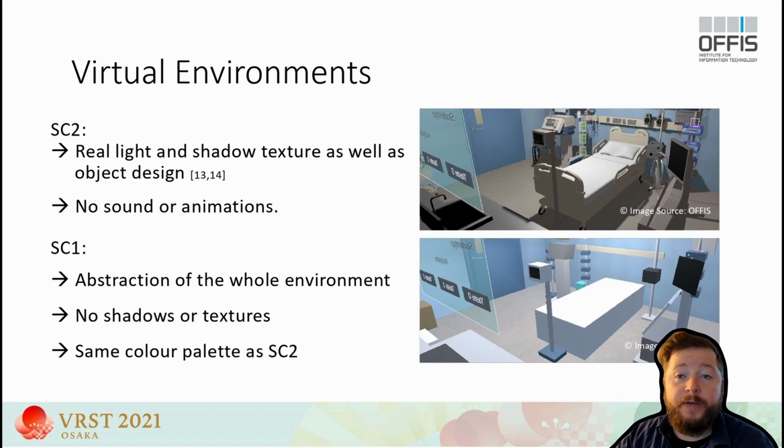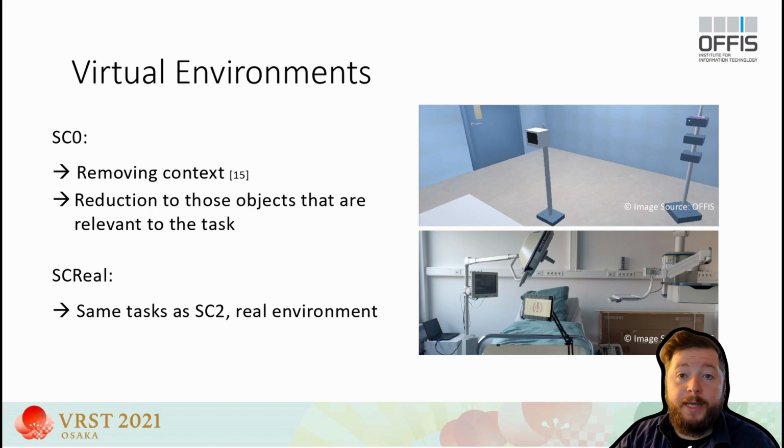SC1 is the first level of abstraction of the whole environment. We removed shadows and textures and used abstract forms to represent the objects in the environment. The color palette was kept the same as in SC2. In SC0, we removed the whole context in line with research from Rose et al. In this scenario, the only objects in the environment are those that are relevant to the given tasks.